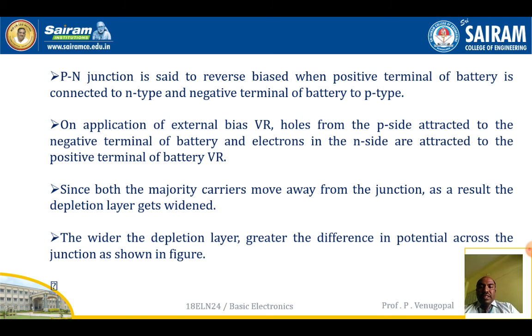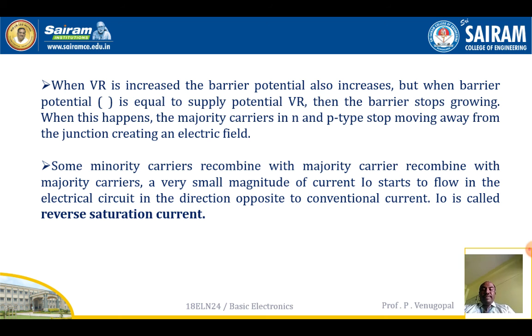On the application of the external bias VR, holes from the p side are attracted to the negative terminal of the battery and electrons in the n side are attracted towards the positive terminal of the battery. Since both the majority carriers move away from the junction, the depletion layer gets widened. The wider the depletion layer, the greater the difference in potential across the junction, which is also shown in the figure. When VR is increased, the barrier potential also increases, but when the barrier potential is equal to the supply potential VR, the barrier stops growing.